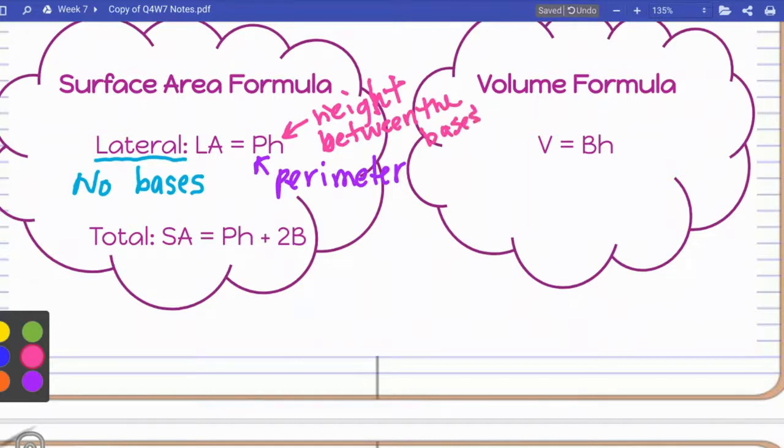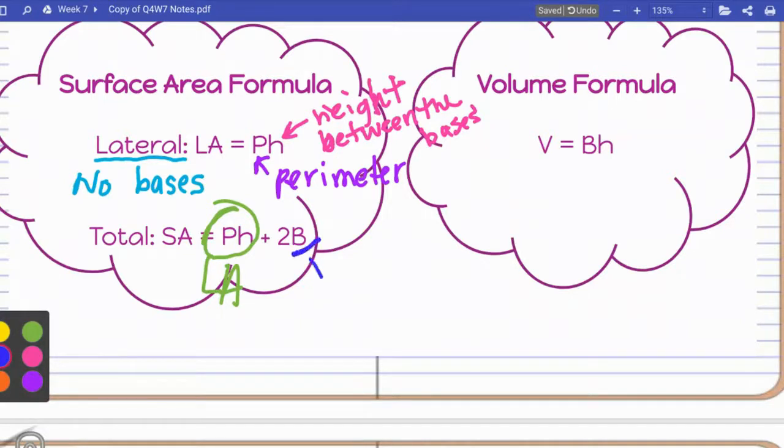Okay, the reason why I put cylinders and prisms together is because anytime you have a prism or a cylinder, it always has two bases, so they follow the same formula. Now, if I want total surface area, it is going to be lateral surface area, perimeter times height, right? That's your lateral area. Plus 2B. The reason why it's 2B, what do you think B stands for?